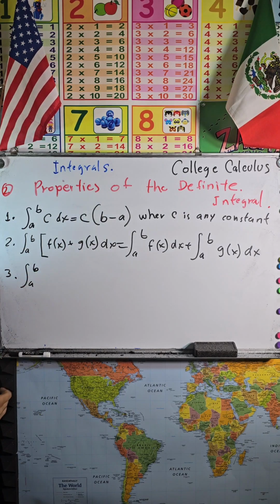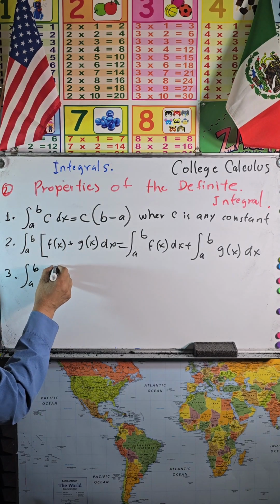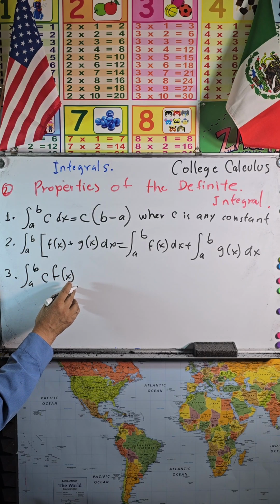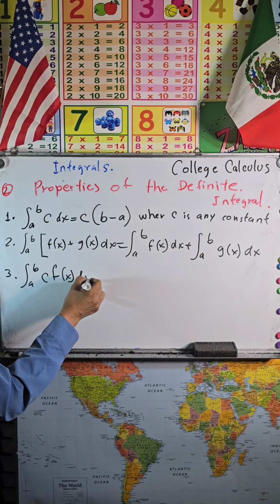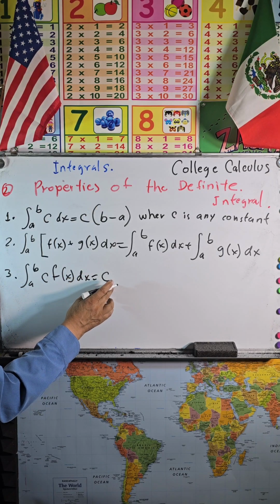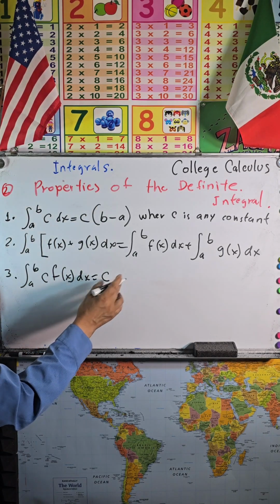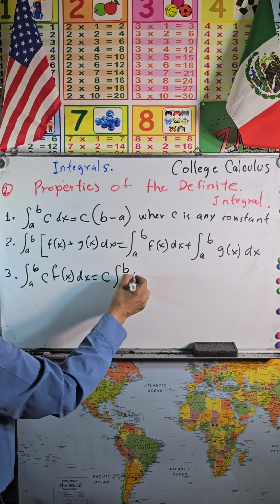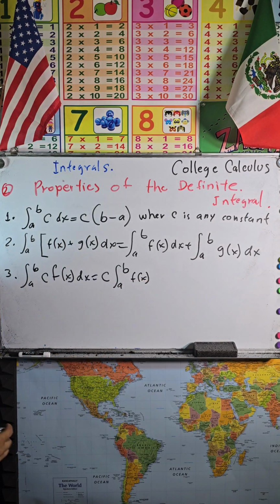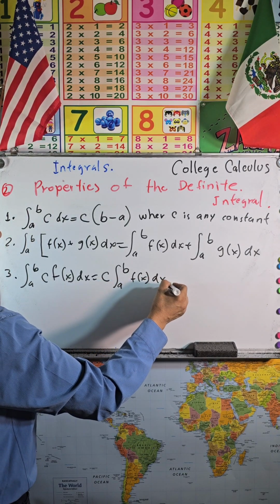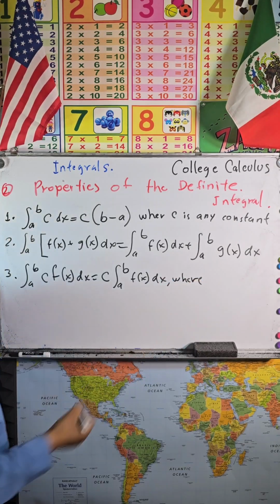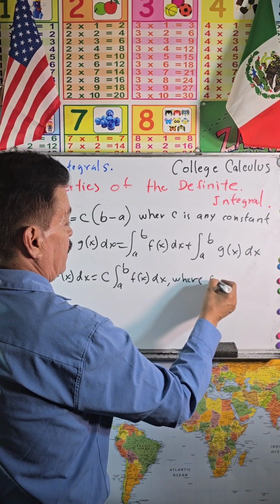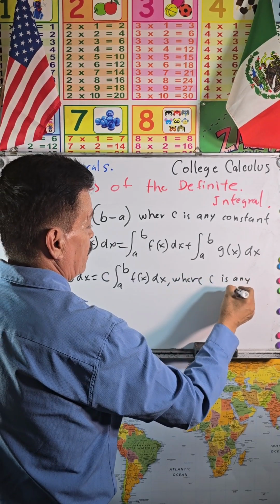Number 3, property number 3: the integral from a to b of c times f of x differential x equals the constant c times the integral from a to b of f of x differential of x, where again c is any constant.